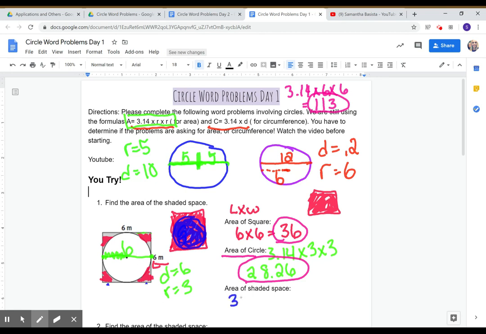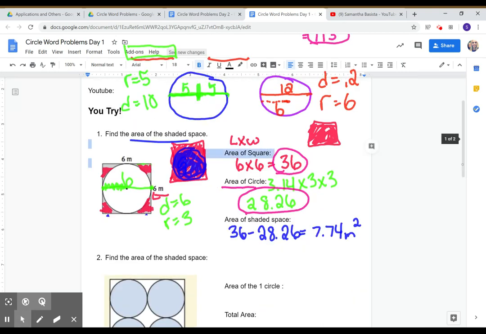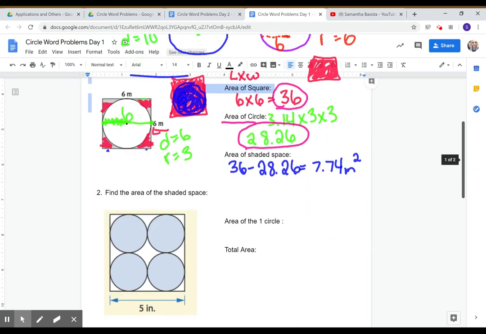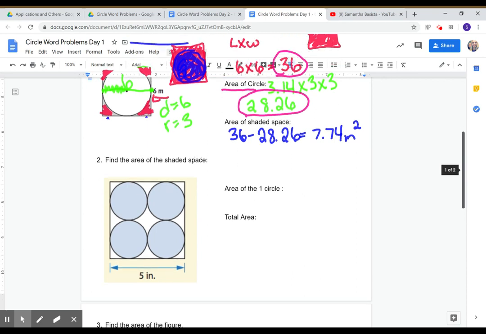So I'm going to do 36 minus 28.26, which I get a final answer of 7.74 meters squared because they were talking about area. Okay? All right. That is my method of how you would find the area of the shaded space when you have a circle inside a square. Okay, let's try number 2.